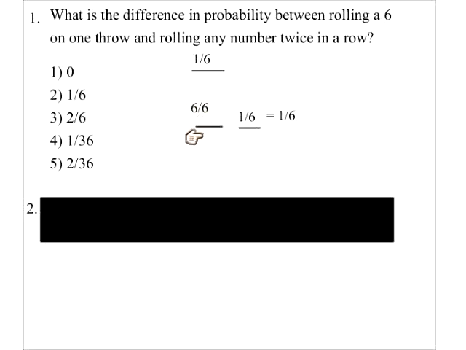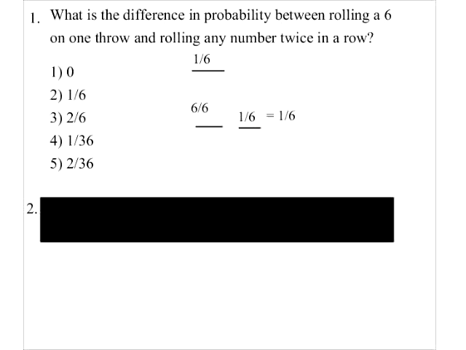But once I've thrown something, I have to throw that same thing again. So if it's a 2, I need to roll a 2 the second time. If it's a 3, I need to roll a 3 the second time, and that's 1 out of 6. Here, we multiply when we need all of the things to happen.